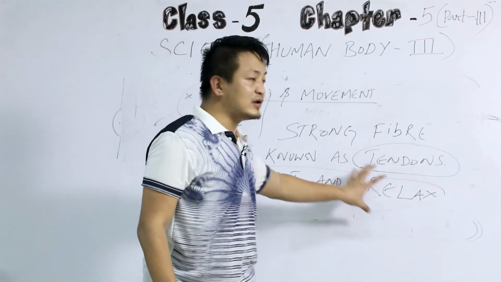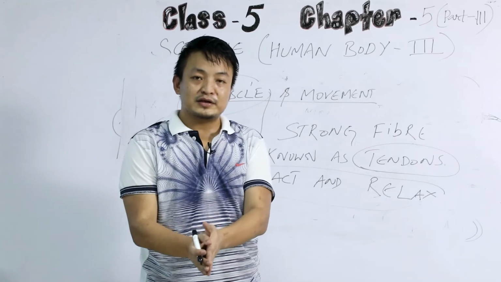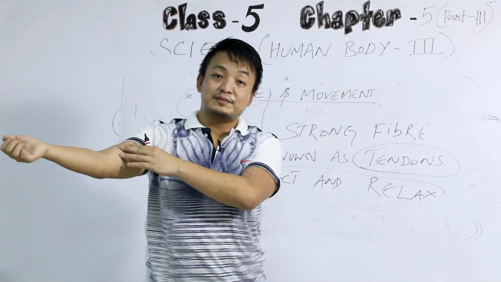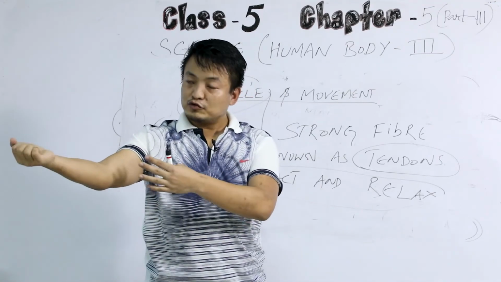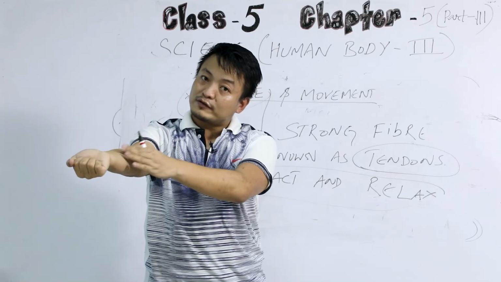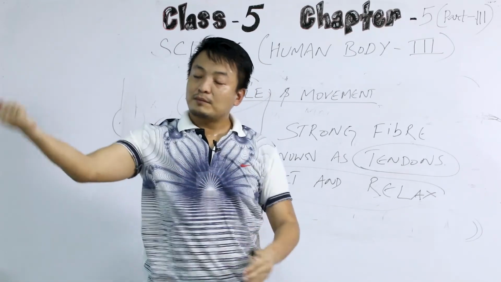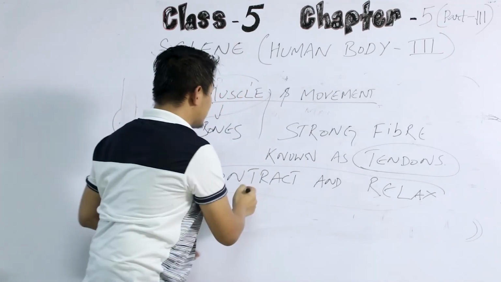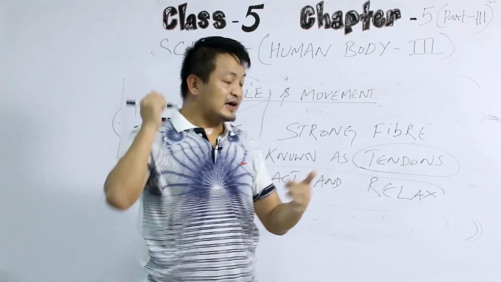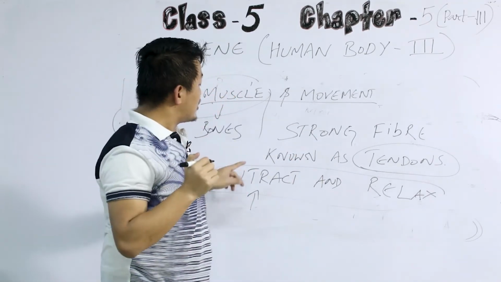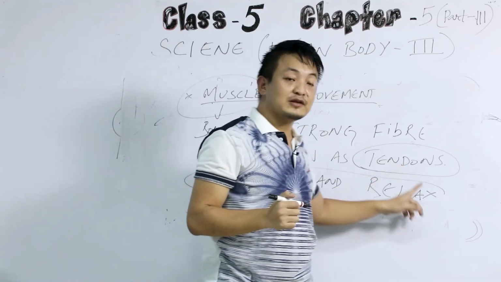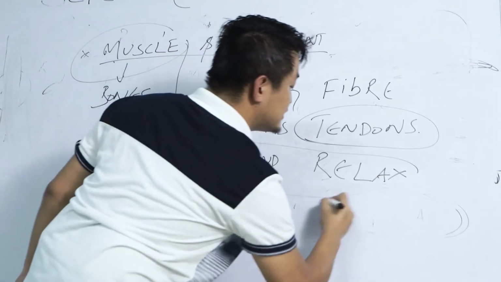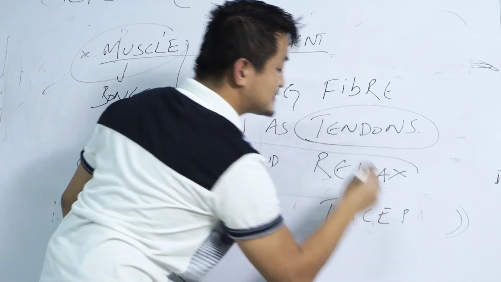When I say contract and relax, you can just do this activity along with me, okay? You can just raise your lower arm, and so this is the bicep and this is the tricep, right? So what you can do is raise your lower arm upward. Whenever you pull it upward, our bicep contracts, okay? And at the same time, our tricep, right? So when our bicep contracts, the tricep relaxes, okay?